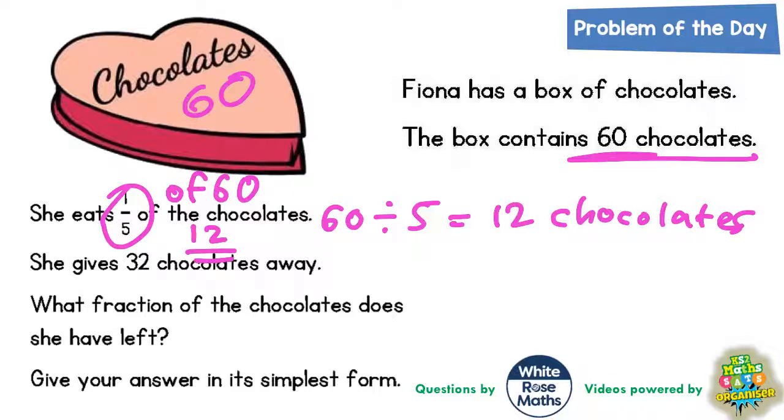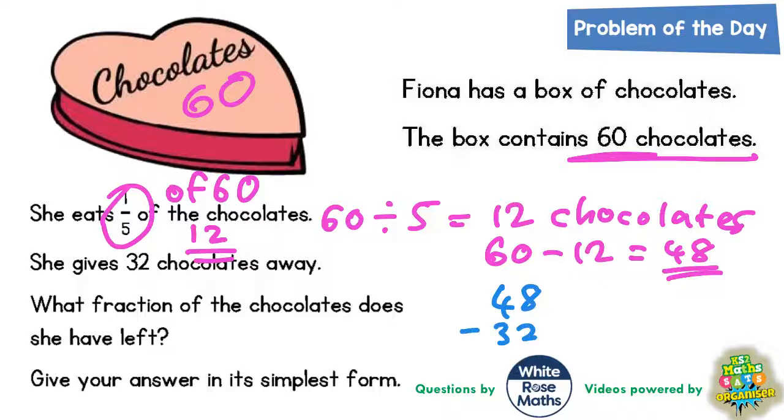And that leaves it, if you do 60 take away 12, with 48. So we're down to 48 chocolates. Then she gives 32 away. So let's take 32 off the 48. 8 take away 2 is 6, and 4 take away 3 is 1. So she's down to 16 left.